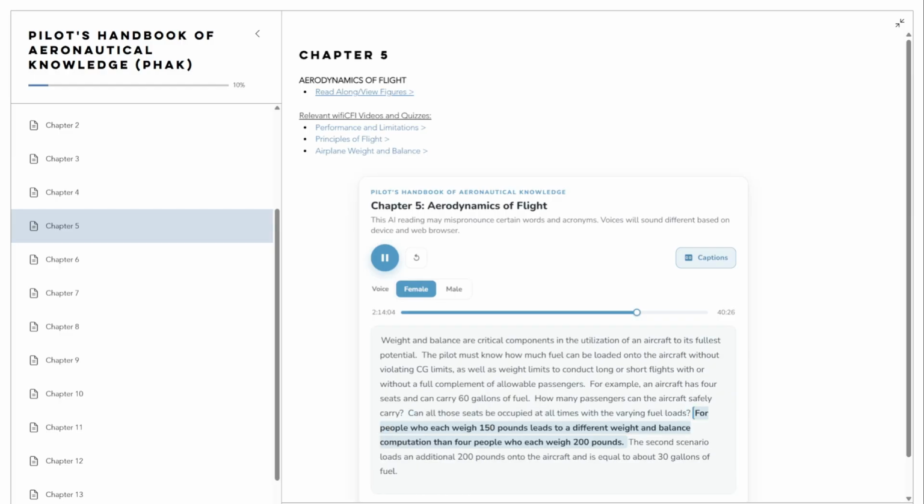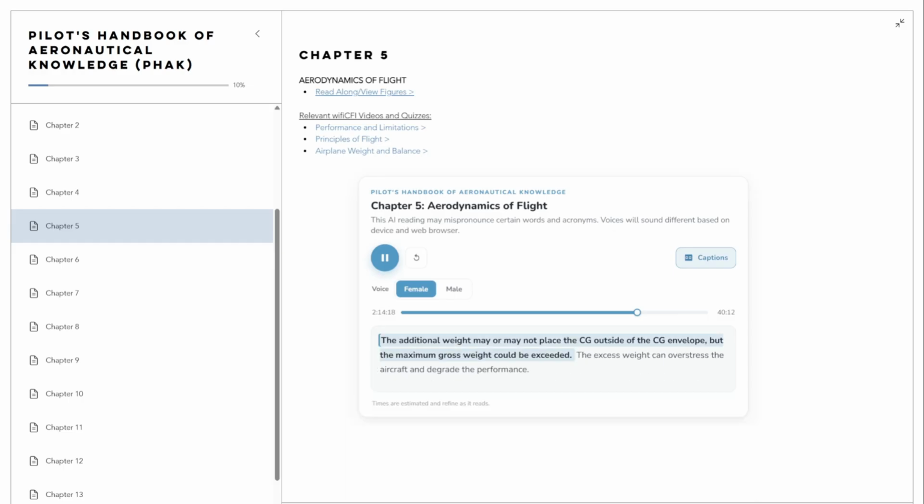Four people who each weigh 150 pounds leads to a different weight and balance computation than 4 people who each weigh 200 pounds. The second scenario loads an additional 200 pounds onto the aircraft and is equal to about 30 gallons of fuel. The additional weight may or may not place the CG outside of the CG envelope, but the maximum gross weight could be exceeded. The excess weight can overstress the aircraft and degrade the performance.